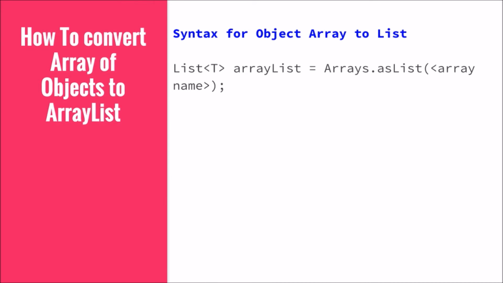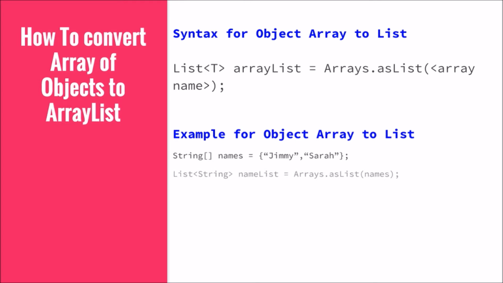I have divided this into two sections. First is how to convert array of objects to array list, which is a very common requirement. What you have to do is say Arrays.asList and give the name of the array here. It will convert it to a list of the objects. That is as simple as that. You just have to say Arrays.asList and provide the array as a parameter. That is how you convert object array to list.